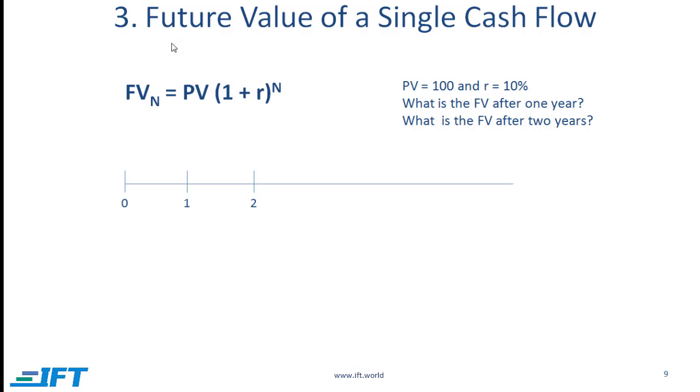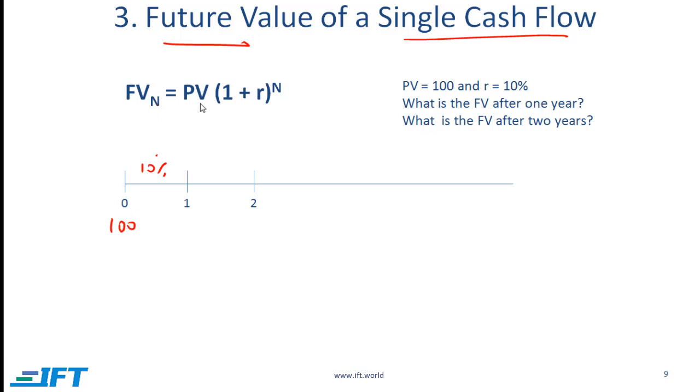Moving now to the concept of future value, and we will start with a simple case where we look at the future value of a single cash flow. The future value at time n is equal to the present value into 1 plus r, which is the interest rate, to the power of n. Say the present value is 100, so at time 0 the value is 100, the interest rate is 10%. What is the future value after 1 year?